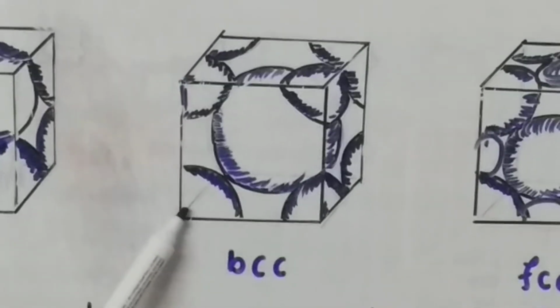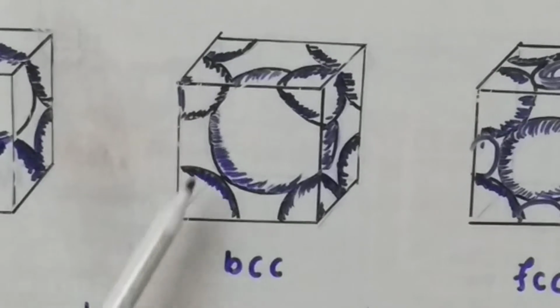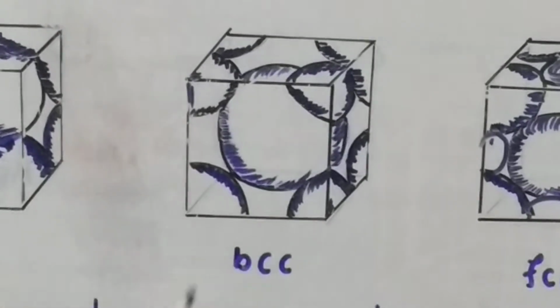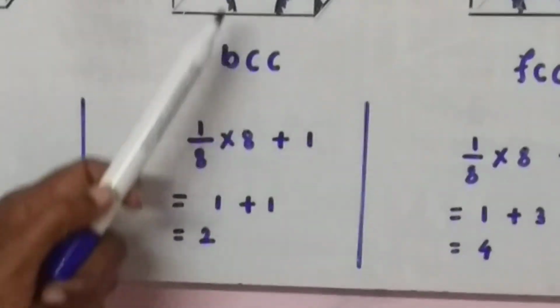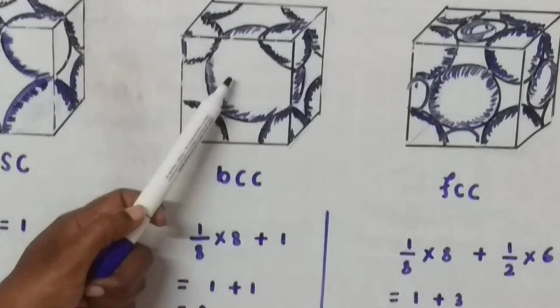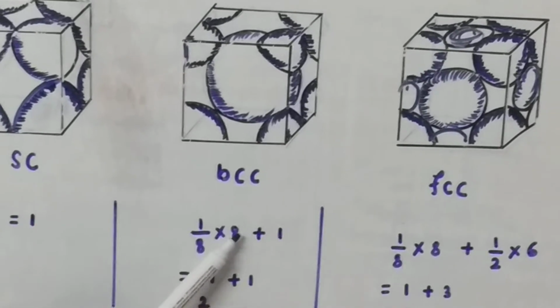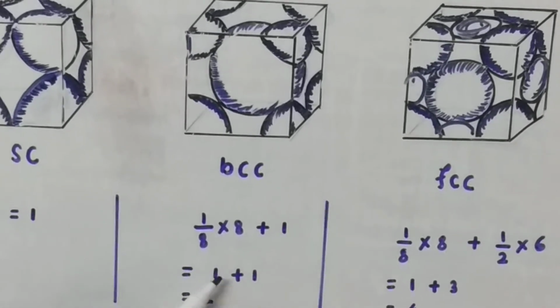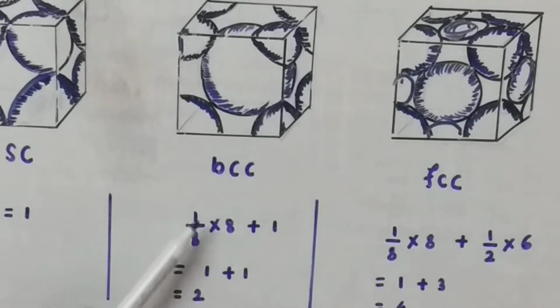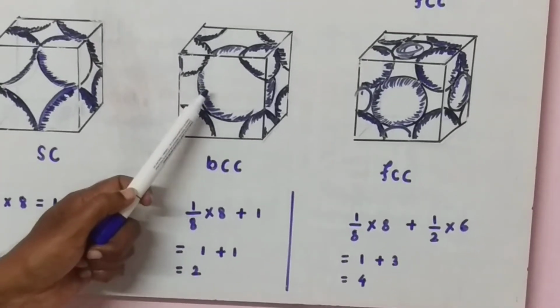So at each corner 1/8 portion of that atom is present. So 1/8 into 8 plus one complete atom present at the center of cube. So in this way 1/8 into 8 plus one atom. So 1 plus 1 equals 2. 2 atoms are present in body centered cubic unit cell.